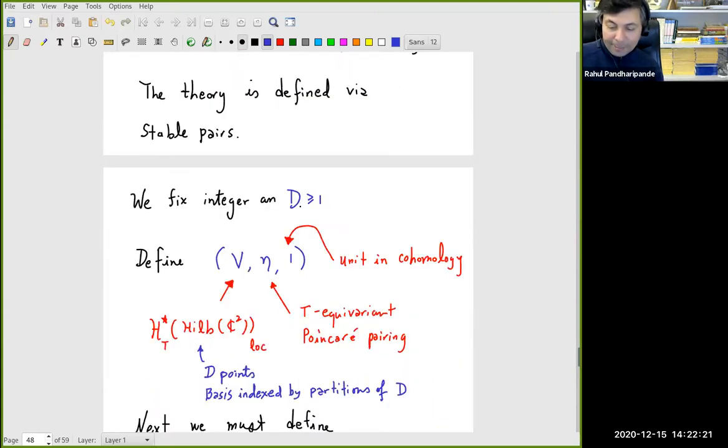If I pick this number d, then this data V is the equivariant cohomology of the Hilbert scheme of points, maybe localized, and this has a basis. It's a Hilbert scheme of d points. I've picked the d. This has a basis indexed by partitions, and this metric is the Poincaré pairing, and the unit is the unit in the cohomology of the Hilbert scheme. So that's what the vector space of this theory is.